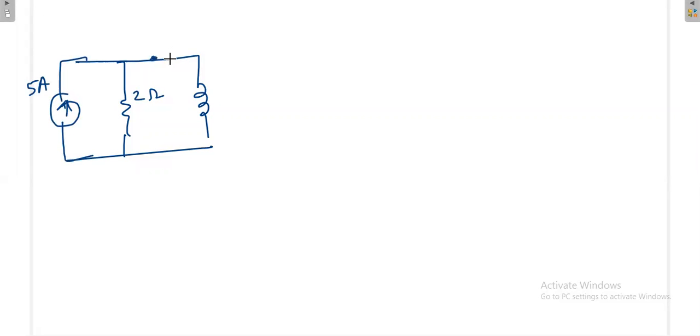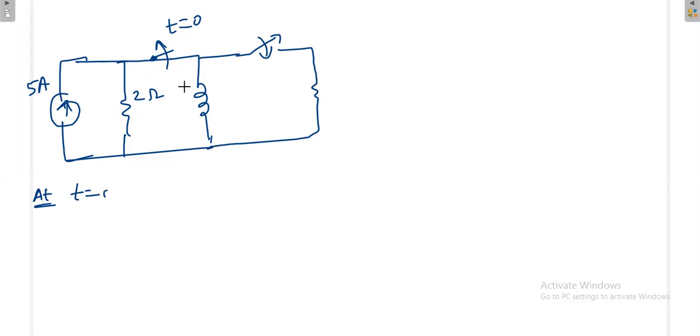Now at t is equal to 0 I am opening the switch. But before opening the switch, exactly at t is equal to 0 I have to close the switch. Now I am closing like this. Now what is the state of the circuit at t is equal to 0 minus, just before the closing? This is like a short circuit, because at t is equal to 0 minus the circuit is at steady state, because the 5 ampere was applied at t is equal to minus infinity.